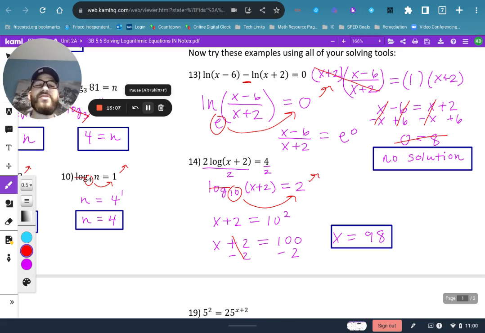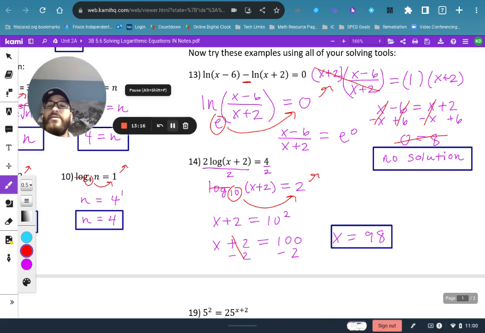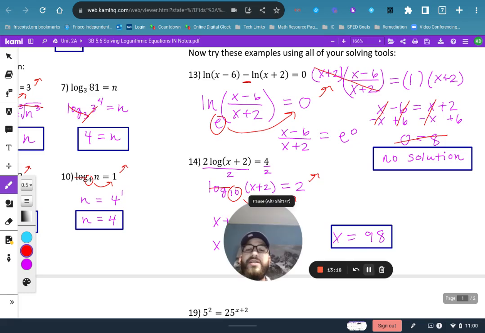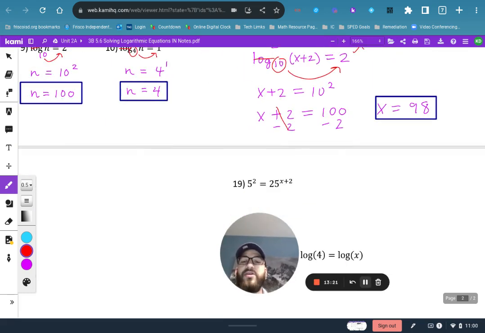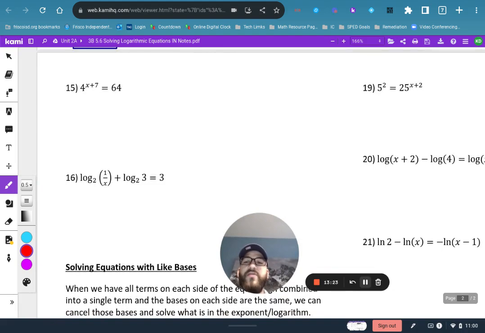So x plus 2 is equal to 10 squared, which means x plus 2 is equal to 100. Minusing 2 and minusing 2, we get x is equal to 98 on both sides. So let's keep on going. Let's keep adding skills as we keep trying to solve our logarithms. We're just about done with all of our different skills.